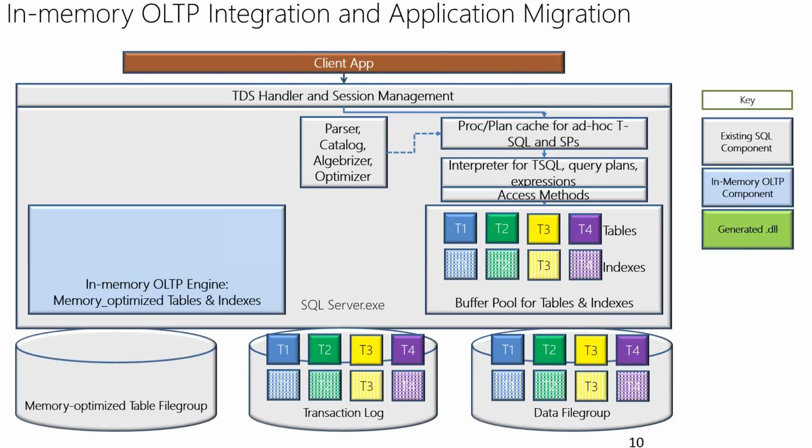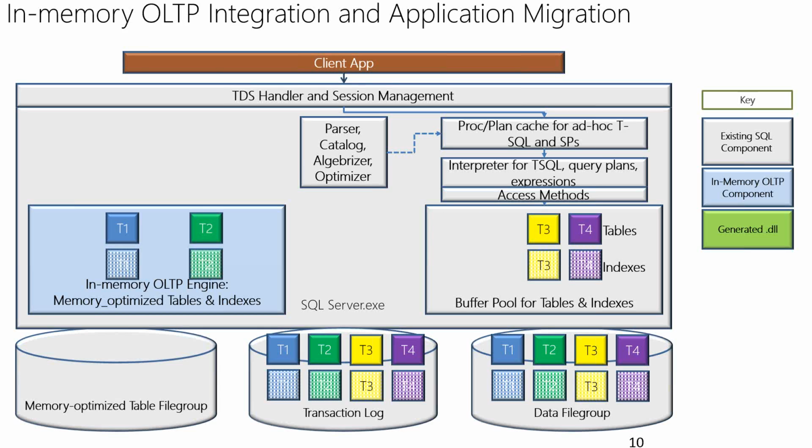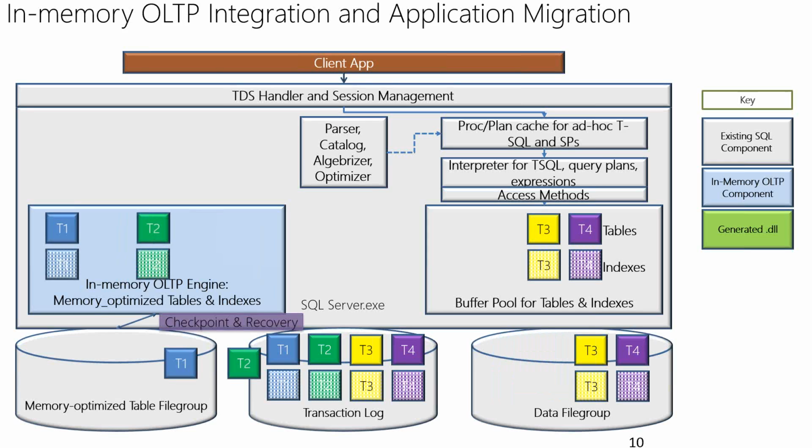So the in-memory OLTP engine introduces a separate area of memory. It's managed separately from the buffer pool, but under the same SQL Server memory management system globally. And there's the memory optimized table file group, which we saw. We're going to move two of the tables across to the in-memory OLTP engine. And you see that their tables moved from the table data file group to the memory optimized data file group, but the indexes didn't. Why is that?